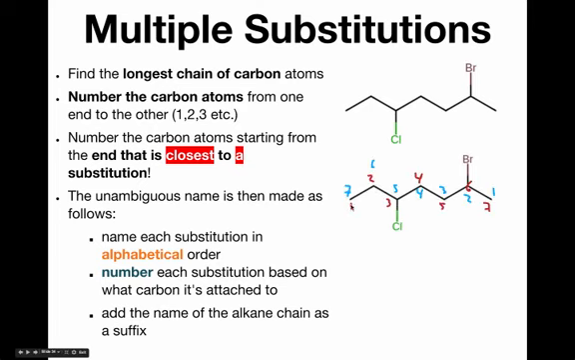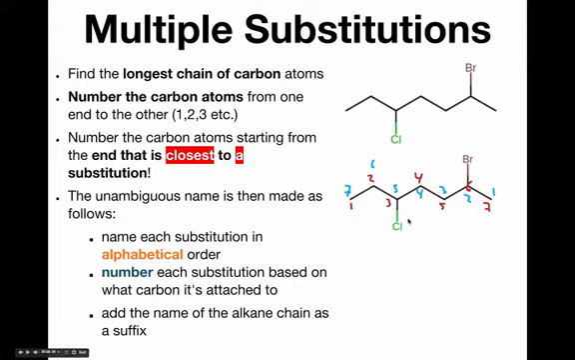We could either number using the red numbering system as I mentioned, left to right, or we could number right to left using the blue numbers. The blue numbers bring us to a substitution first. We only have to count up to 2 before we hit bromine. If we use the red numbers, we need to count up to 3. So we're going to use the blue numbering system.